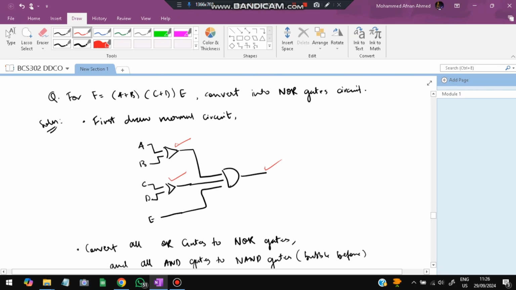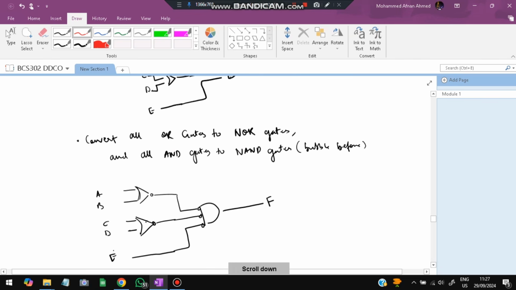Okay, and convert all the OR gates to the NOR gates, and convert all the AND gates to the NAND gates. So this is what we have to do: convert OR gates into NOR gates and AND gates into NAND gates. Since we have been doing that previously as well, it's very simple, but the bubble will come after this one, and here it will come before this one.